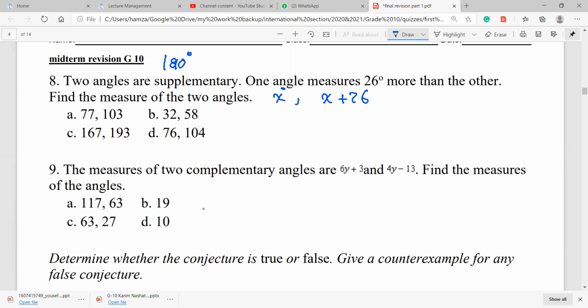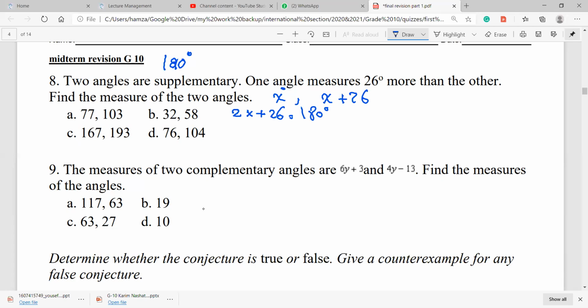So what is the relation between them, guys? They are supplementary. That means if you add them, the answer will be 180. So let's add them. So x and x will be 2x plus 26 equals 180 degrees. You will get an equation, solve it, find the value of x. So you will get the two angles.